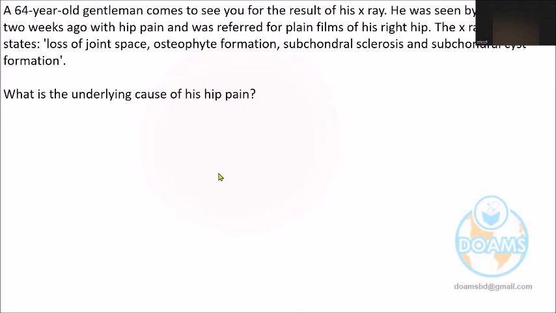A 64-year-old gentleman comes to see you for the result of his X-ray. He was seen by a colleague 2 weeks ago with hip pain and was referred for plain films of his right hip. The X-ray report states loss of joint space, osteophyte formation, subchondral sclerosis, and subchondral cyst formation. What is the underlying cause of his hip pain?